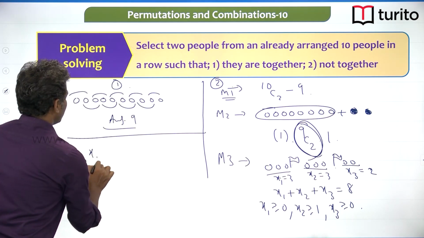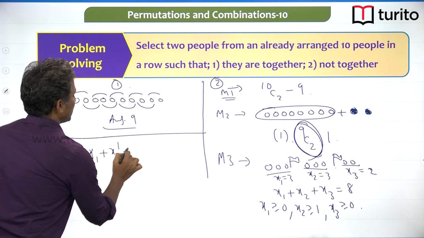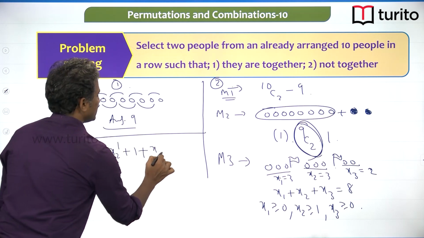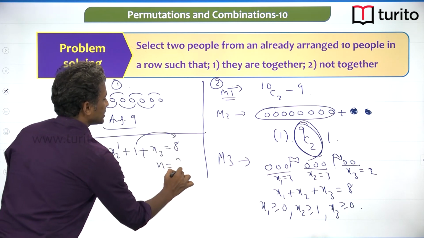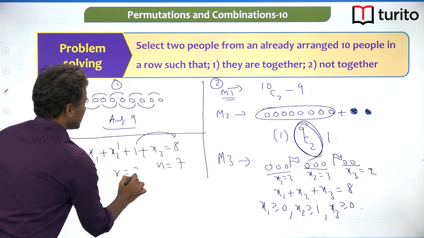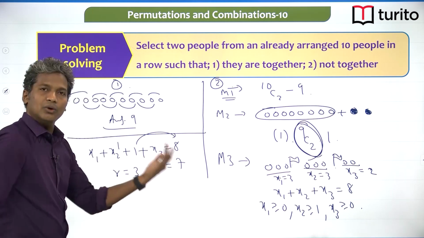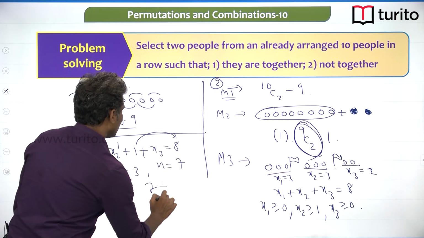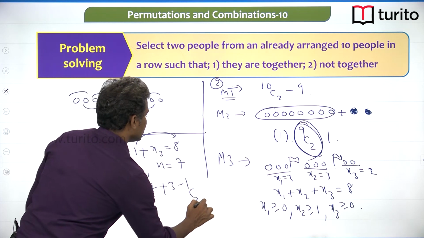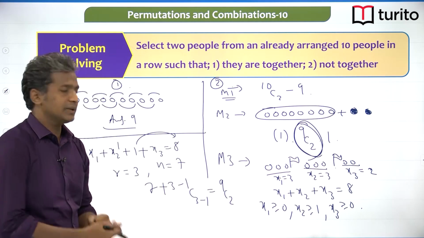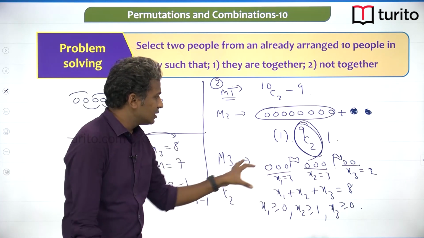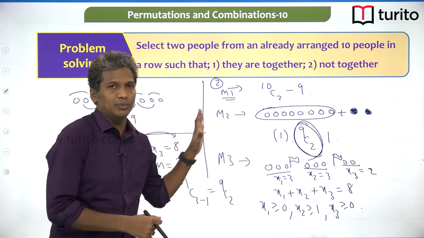How do we understand that? We introduce one dummy variable: x2' + 1 + x3 must equal 8. When I send this 1 across, n becomes 7 and the number of variables is 3. So go for the non-negative integral solutions. It becomes (7+3-1)C(3-1), which is 9C2, the same as before. So this way also, using the integral solutions, we can solve the problem.